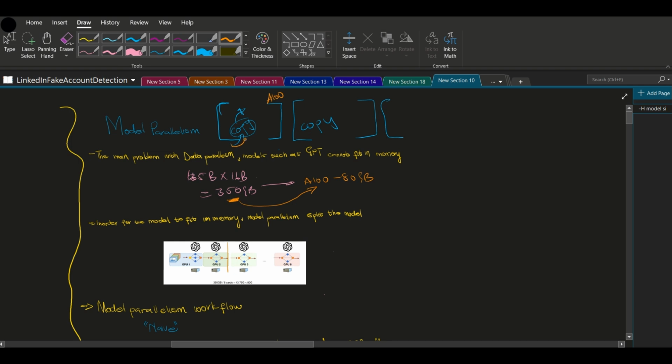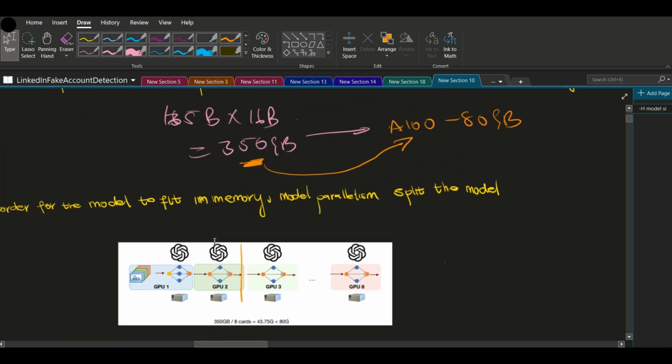So we want to copy the GPT model into the server. It just wouldn't fit. So hence, we're introducing this model parallelism. The idea behind model parallelism is that we split the model into chunks, and we take those chunks and we distribute them to our servers, right?